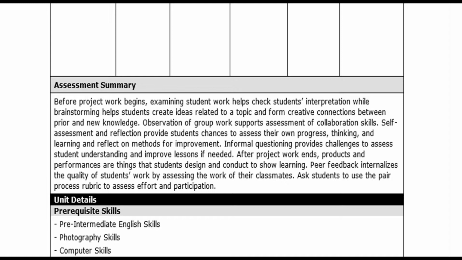Self-assessment and reflection provide students chances to assess their own progress, thinking and learning, and reflect on methods of improvement. After project work, products and performances are things that students design and conduct to show learning. Peer feedback internalizes the quality of students' work by assessing the work of their classmates. Ask students to use the peer process rubric to assess effort and participation.